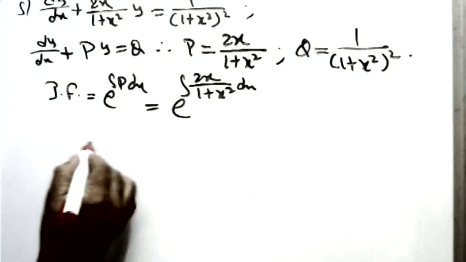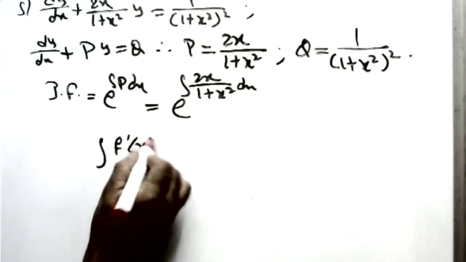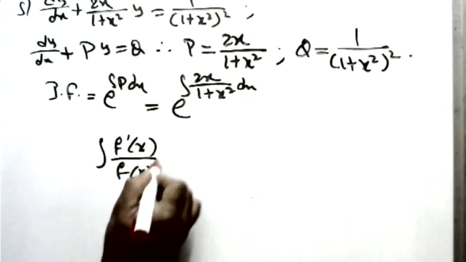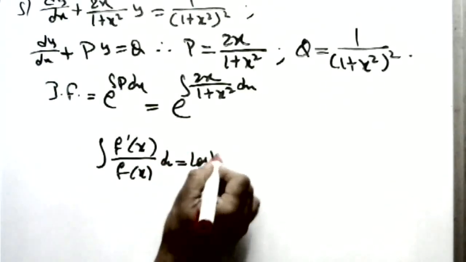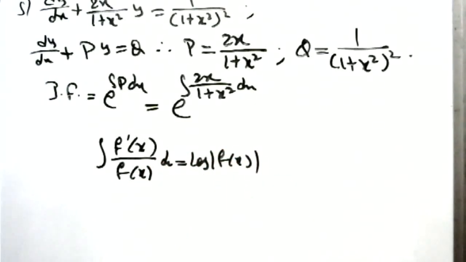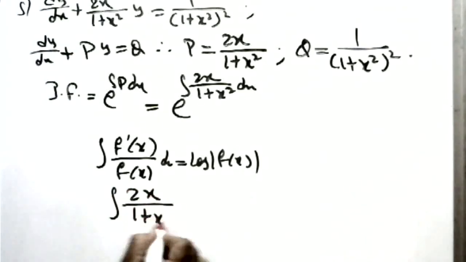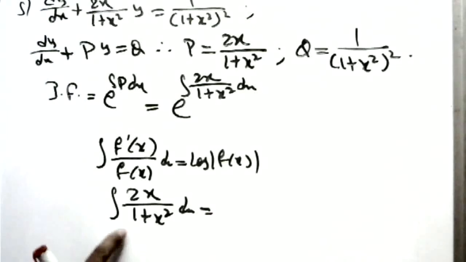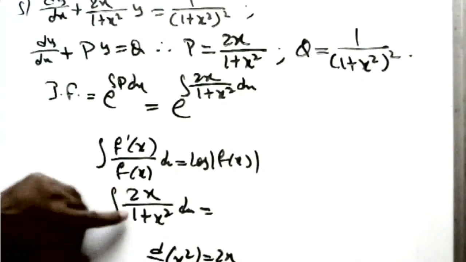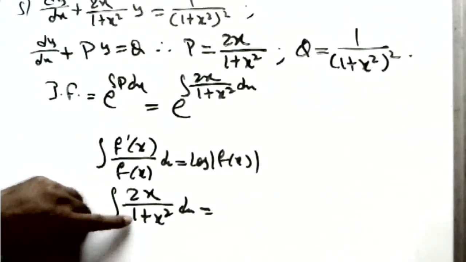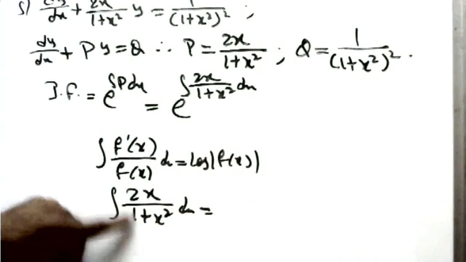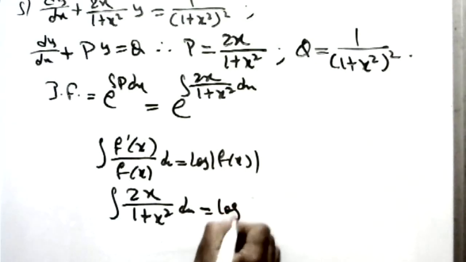Now see here, I will explain this in the rough. There is a formula: integration of f dash x by f of x is log of mod f of x. So watch carefully. Integration of 2x by 1 plus x square. Differentiation of 1 is 0, and d by dx of x square is 2x. So if you differentiate 1 plus x square, you will get 2x. That is, this is f dash x, and this is f of x.